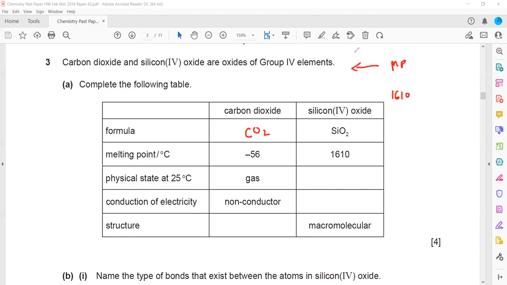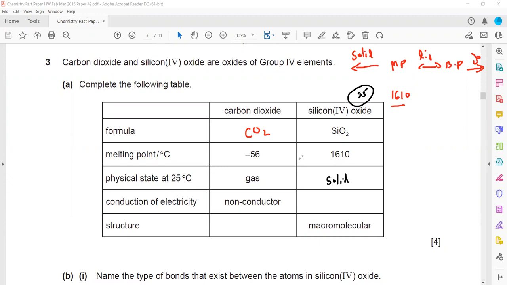We know the state of a substance before its melting point is solid. Between its melting and boiling point, it is liquid. And after the boiling point, the substance is gas. So what is the state? Because silicon(IV) oxide is having a melting point of 1610, at 25, where will 25 come? 25 will be here. So at 25, what will be the state of silicon(IV) oxide? It will be solid.